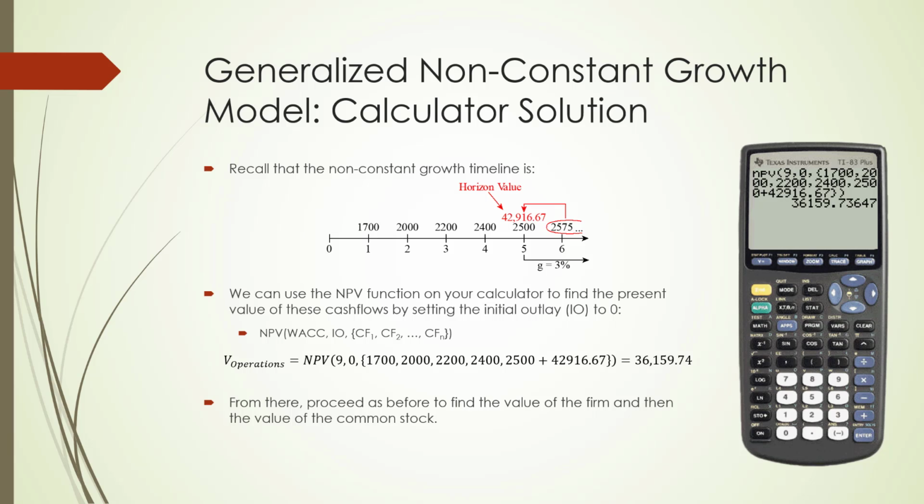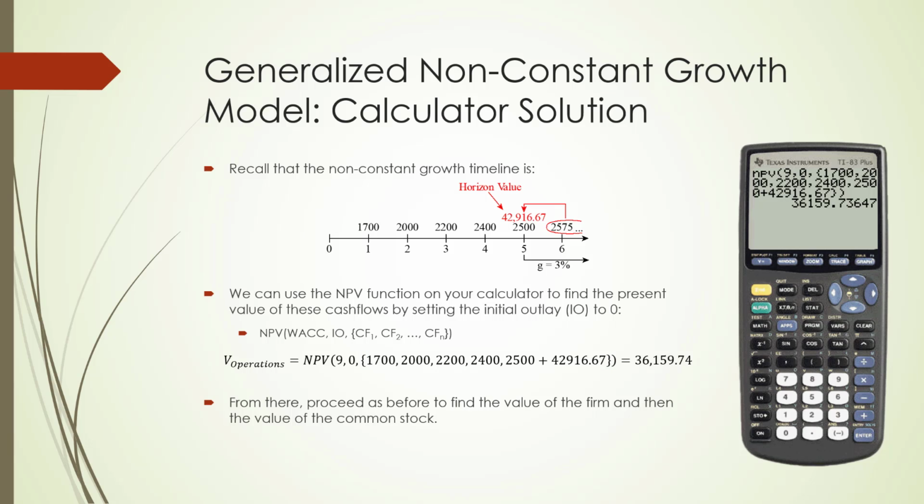So what you're going to do is press the apps button on your calculator, choose finance, and then I believe it's number 7 is the NPV function. When you do that, it'll pop up NPV on the screen, and then you'll enter your cost of capital, 9%, comma, 0 for the initial outlay. We'll talk about that in just a second, comma, and then a list of the cash flows. And notice that the list of the cash flows is in curly braces.